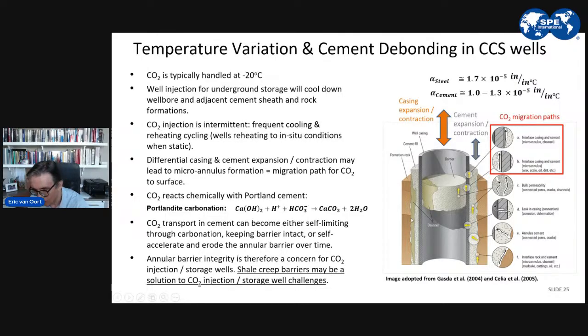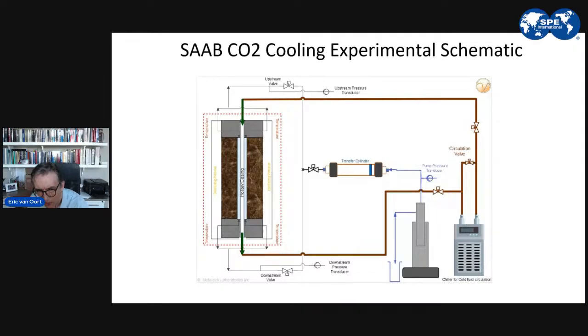So this is a concern, particularly using Portland cement barriers in CO2 injection wells. So we created with Metarock a separate, quite sophisticated setup, where the casing insert is no longer a solid cylinder, but a hollow casing. And we can circulate either supercritical CO2 in here or, from a practical standpoint, some coolant, and cool down the wellbore and see the effect of cooling on the barrier.